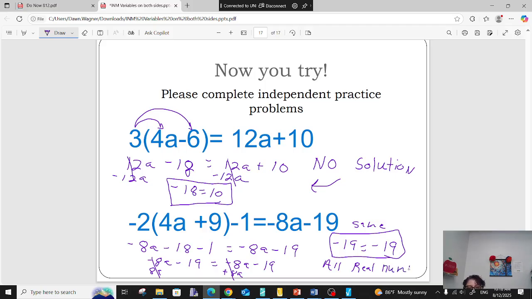Any number would work for a. So this is like an infinite set of numbers. This one, there is no number in the world that would make this work. So this one is all real numbers when the variables fall out and equal the same number. This one, see how this is different numbers? So that's a no solution. You just needed to know those, okay?